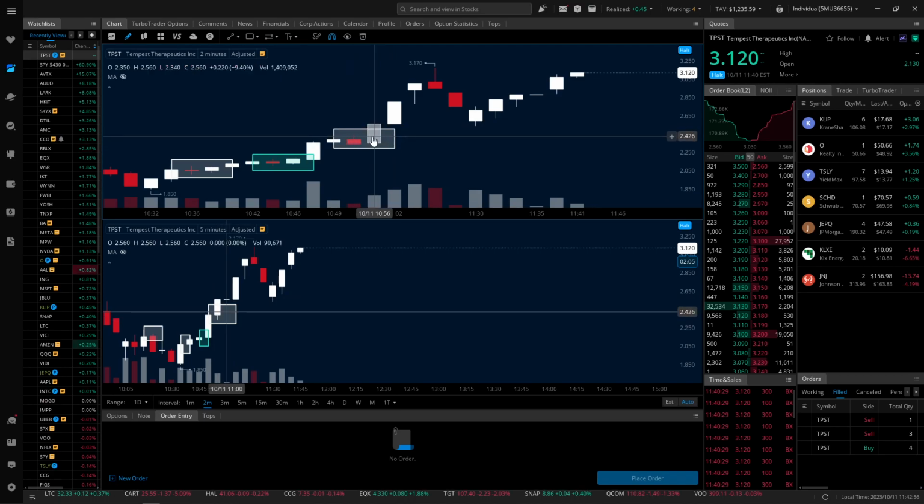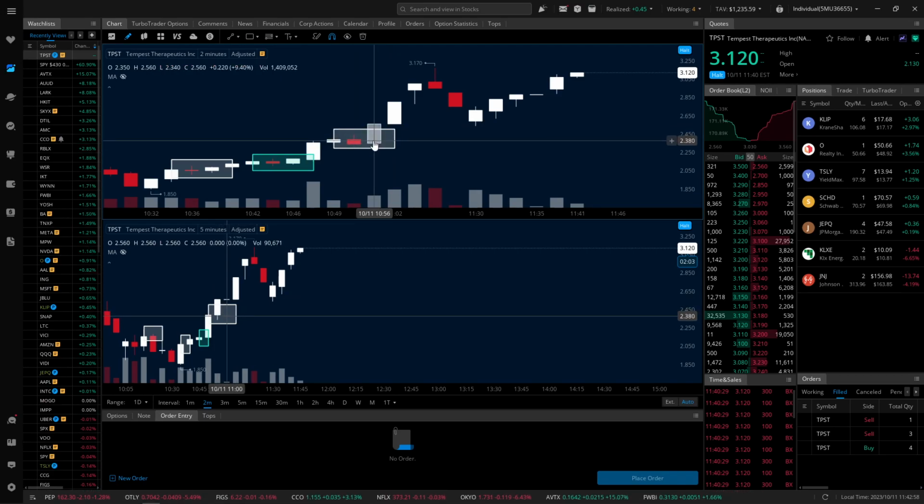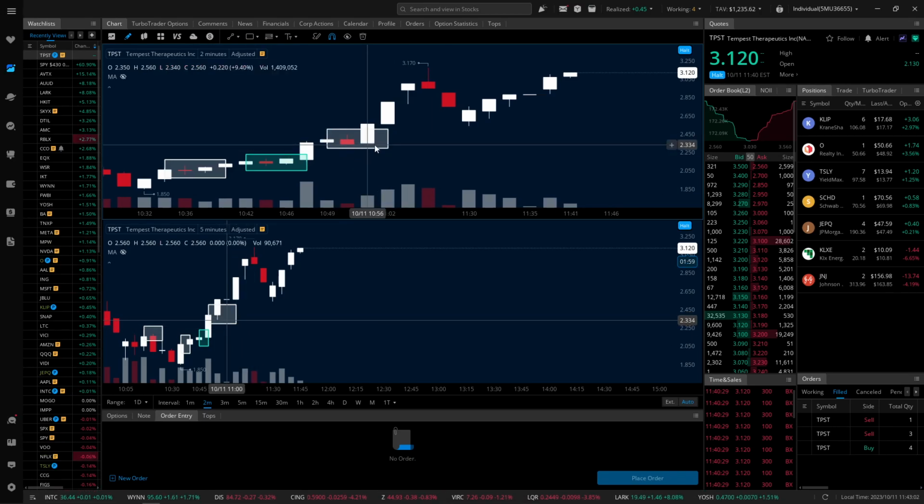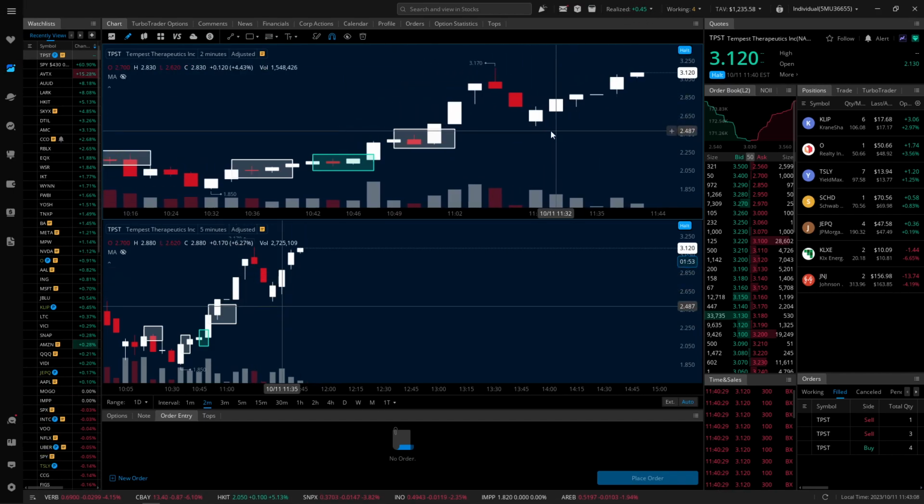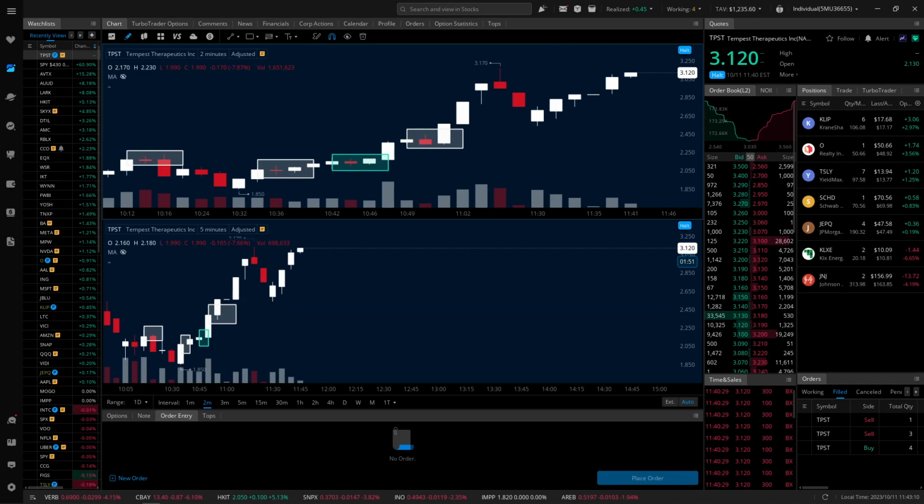And I saw another engulf opportunity right here, but I didn't want to throw more money at it because I already had the 1 share, all right? So I just kind of moved the stop loss up. And then at this point, I just kind of followed each candle up, and that put me up to 45 cents profit.